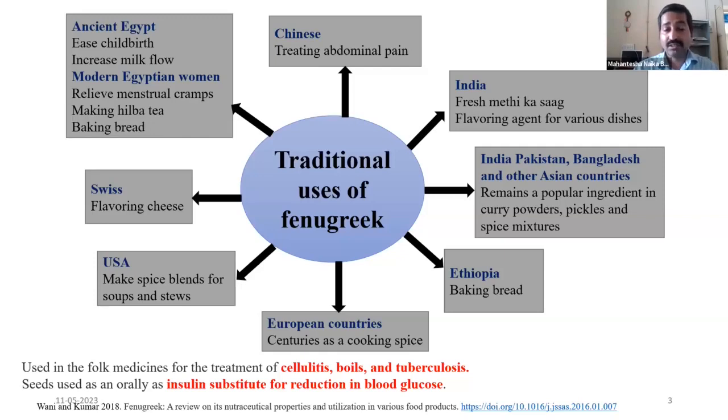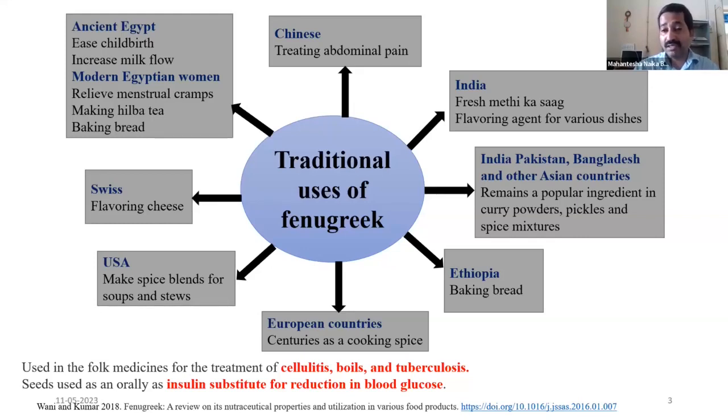Among the Chinese people, it is mainly used for treating abdominal pain. Of course, as you know, in India a very common food product is fresh methi ka saag. Many people use it in paratha. If you take any of the dishes, it is mainly used as a flavoring agent. In India, Pakistan, Bangladesh, and some other Asian countries, this remains a very popular crop, especially used in curry powders, in pickles, and as a very important ingredient for spice mixtures.